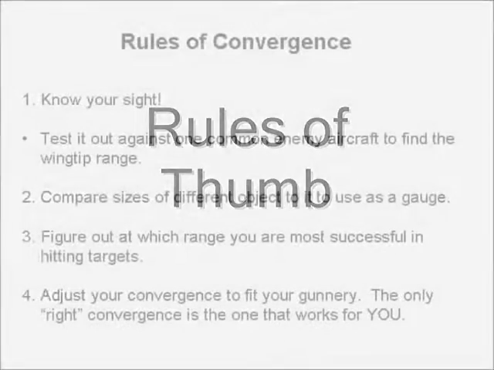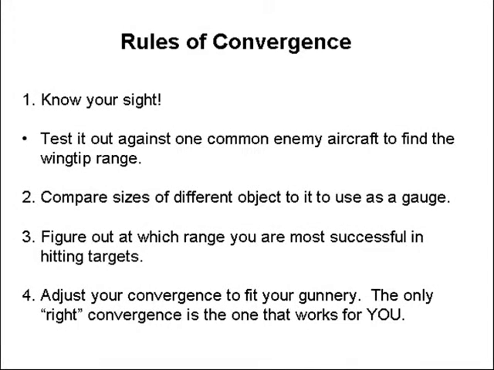Here are the rules of thumb. Know your sight. Test it out against one common aircraft, find the wingtip to wingtip range, and then compare different sizes of objects and use that as a gauge. Figure out what range you're the most successful in hitting targets, and then adjust your convergence to fit your skills. There's no right answer, and there's no book that'll tell you exactly what the best convergence is.